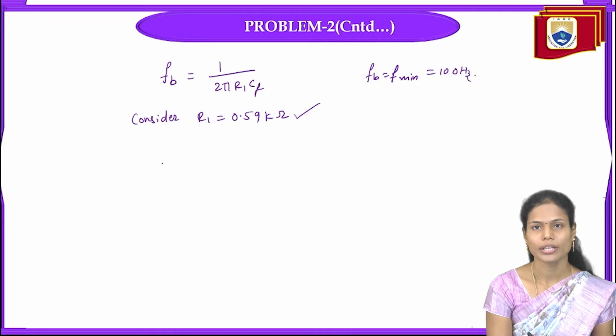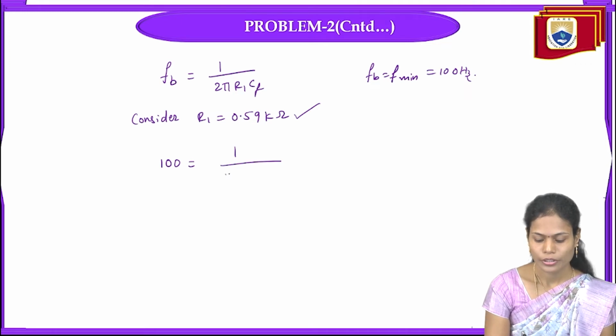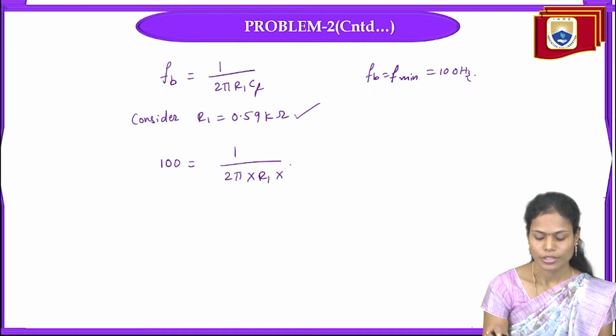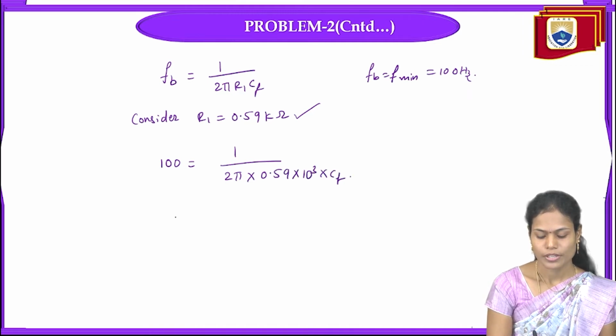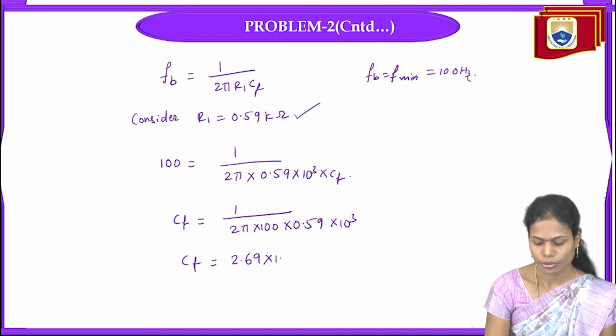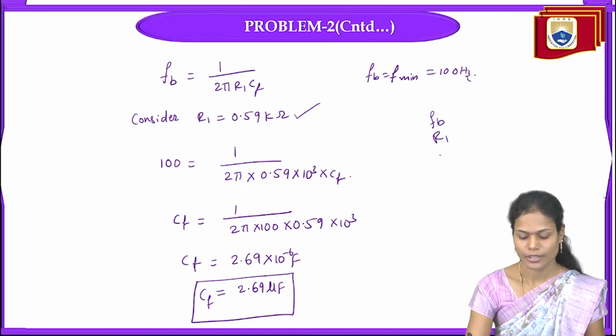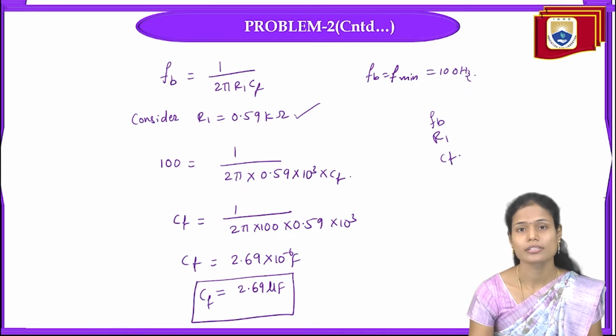Okay. So now substitute that FB value as well as the R1 value in this FB equation to find the value of CF. That is, FB is 100 hertz equal to 1 by 2 pi into R1, and the R1 value we know already, 0.59 into 10 power 3, into CF. So from this, I can write the CF value as 1 by 2 pi into 100 into 0.59 into 10 power 3. So after simplification, the CF value will be 2.69 into 10 power minus 6 farads. That is nothing but 2.69 microfarads. So here we know the values of R1, FB and CF. So next we require the RF as well as C1 values also.